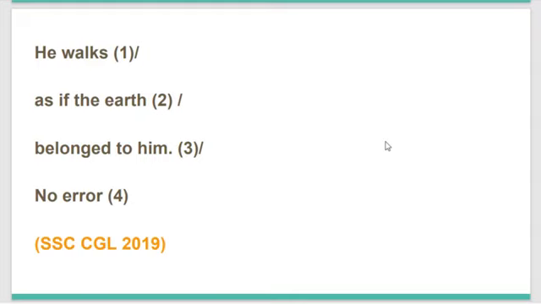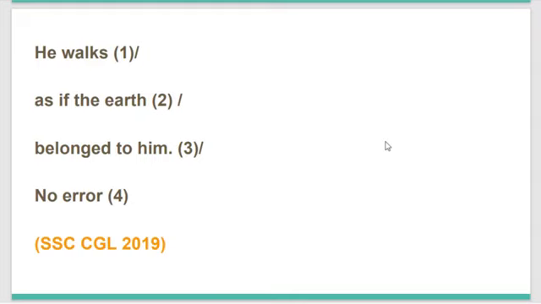The sentence is a very beautiful, enthusiastic and artistic sentence with a lot of expression, attitude and gravity, and a lot of aesthetic vibe in the sentence. Let's read the sentence once more then. He walks as if the earth belonged to him.